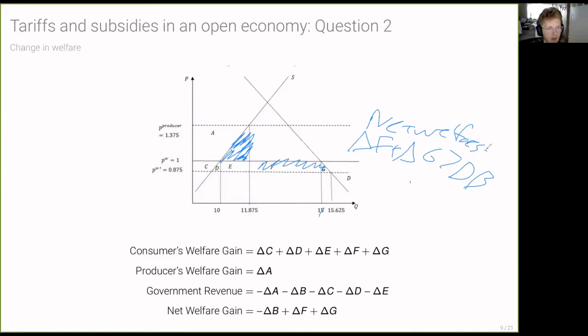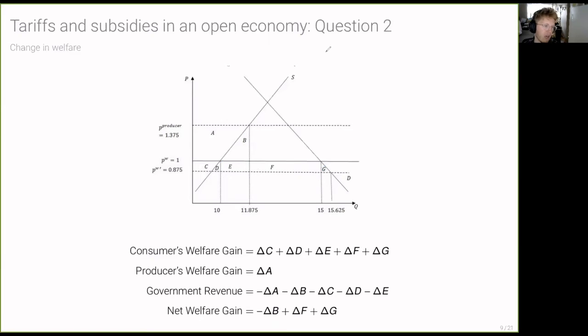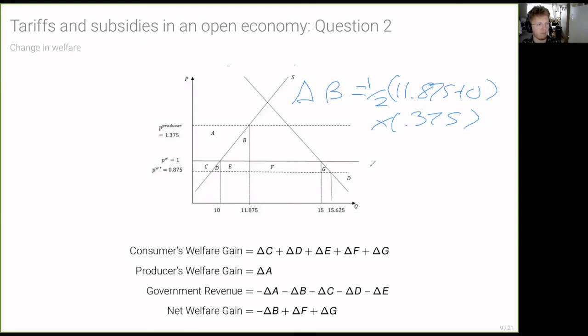So what we're going to need to do to figure out whether or not there's a welfare gain is to calculate the areas of B, F, and G. So let's do that. What's going to be the area of B? Well, it's a triangle, so the area is half times 11.875, this is the base, minus 10, times the height, which is the difference between the initial world price and the new producer price, which is 0.375.